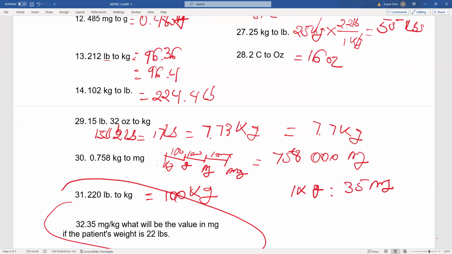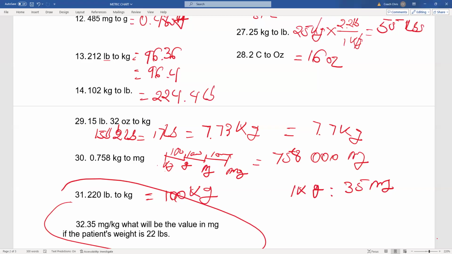What will be the value in milligram if the patient weight is 22 pounds? It means, if the person weighs 1 kilogram, you get 35 milligram. Think about this: if the person weighs 2 kilogram, how many milligram are you going to get? 70, because you multiply the 2 kilogram by the value of 1 kilogram, which is 35. I just need to replace the kilogram by the value, which is 35. I'm going to do 2 times 35, and it gives you 70.